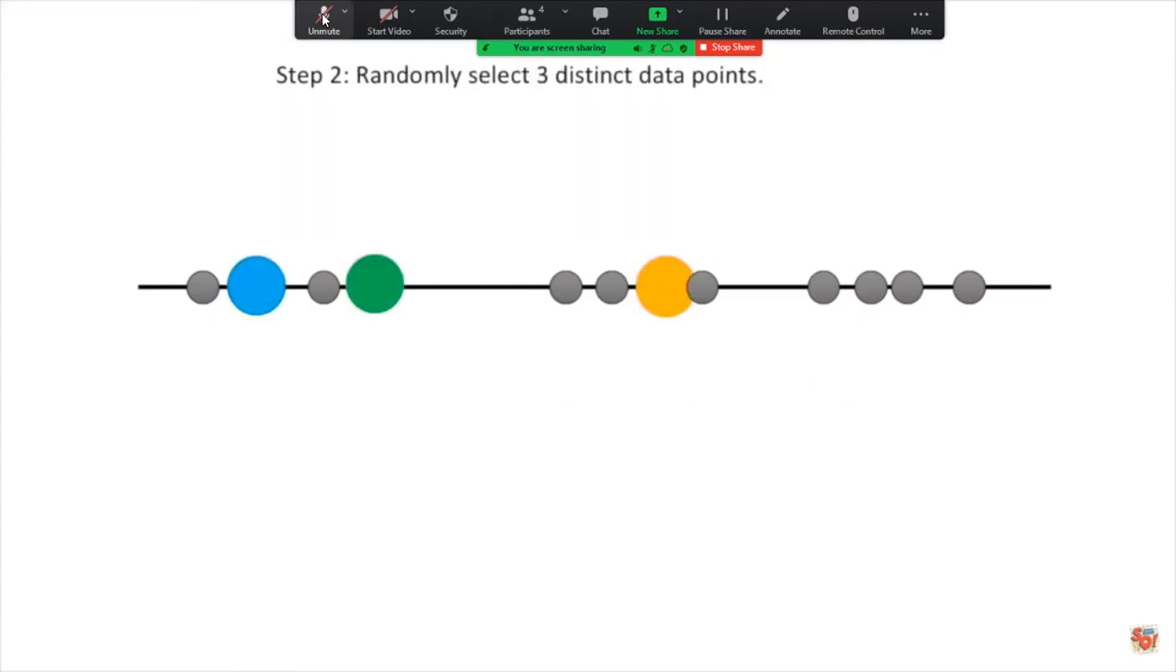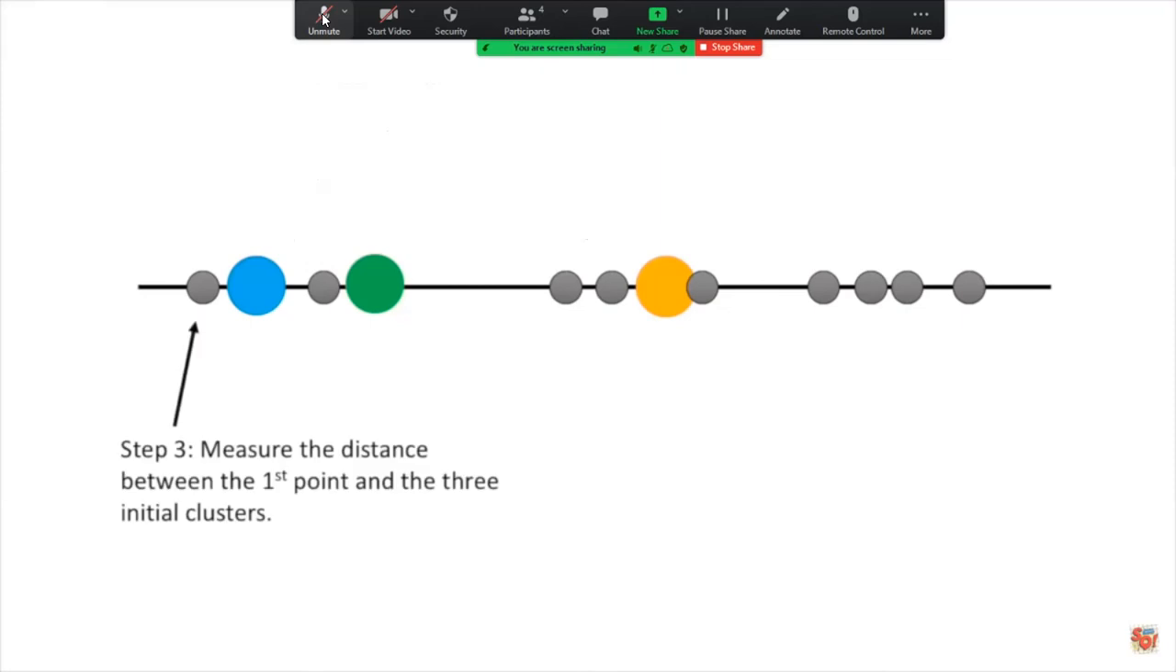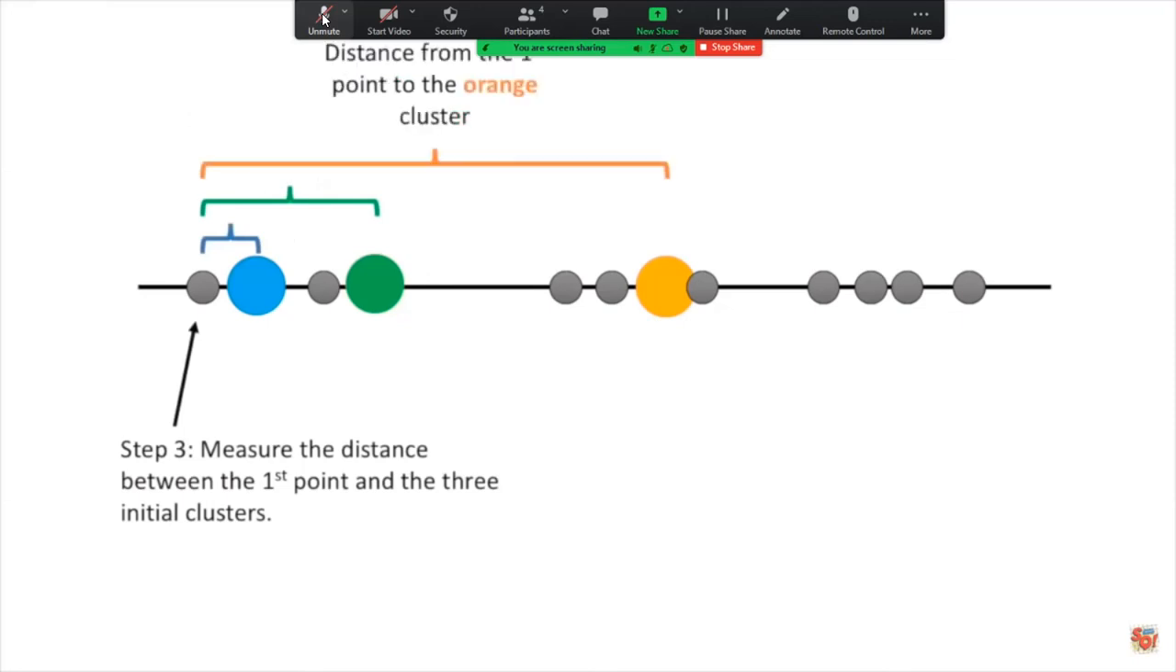Step 2. Randomly select 3 distinct data points. These are the initial clusters. Step 3. Measure the distance between the first point and the 3 initial clusters. This is the distance from the first point to the blue cluster. This is the distance from the first point to the green cluster. And this is the distance from the first point to the orange cluster. Well, it's kind of yellow, but we'll just call it orange for now.